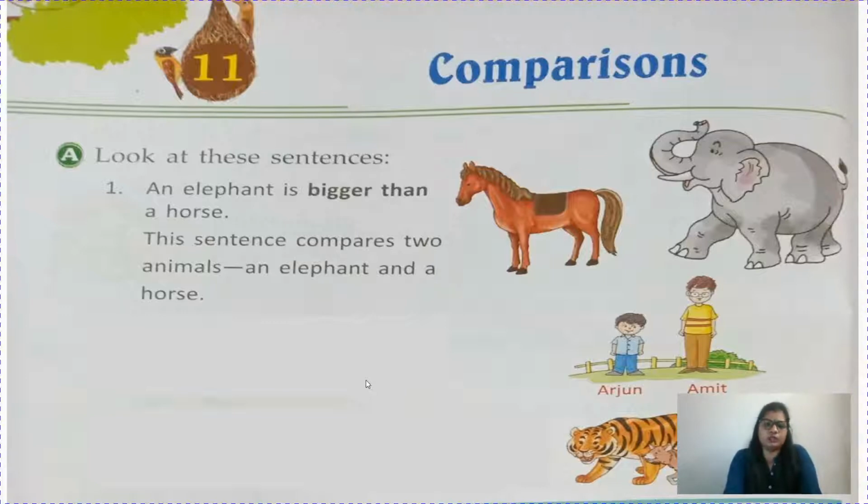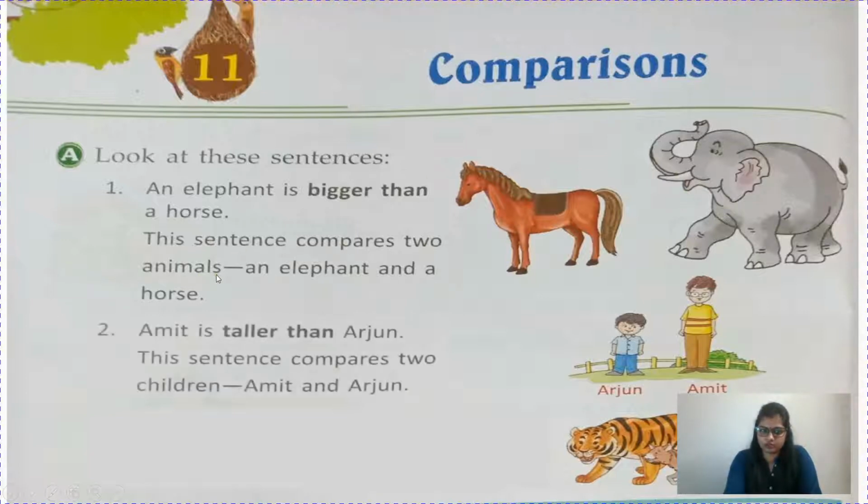Now let us come to the book. Let us read the chapter first. Chapter 11, that is comparisons. So look at these sentences. An elephant is bigger than a horse. So children, when we talk about only an elephant, we will say an elephant is a big animal. But when we are comparing 2 animals, then we will say an elephant is bigger than a horse. See, this sentence compares 2 animals, an elephant and a horse.